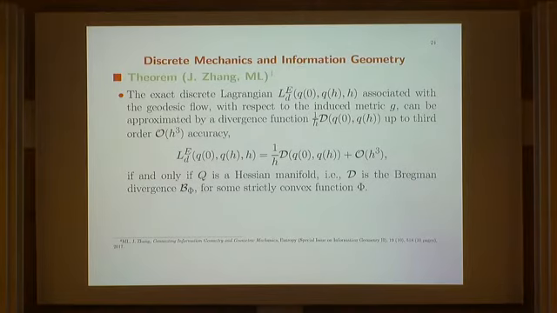And if this divergence function is a Bregman divergence for some strictly convex function, then it turns out that it's going to be a second order approximation. How do I interpret the geodesics in this information geometry? Probabilistic interpretation, yeah, that's a good question.